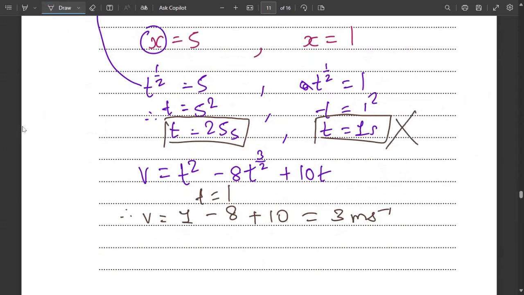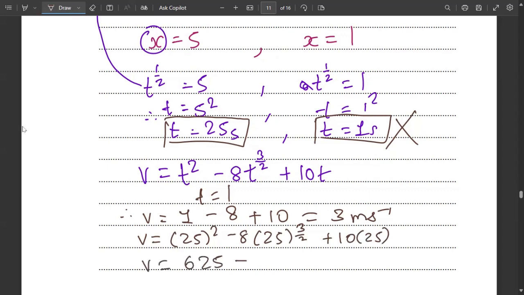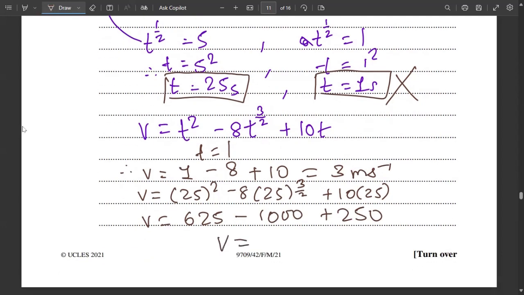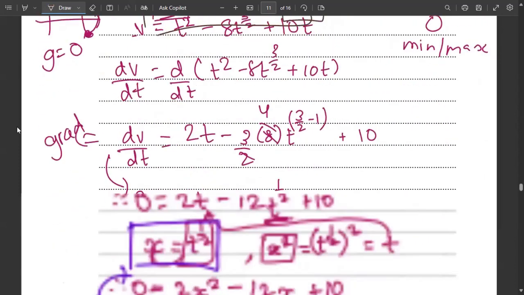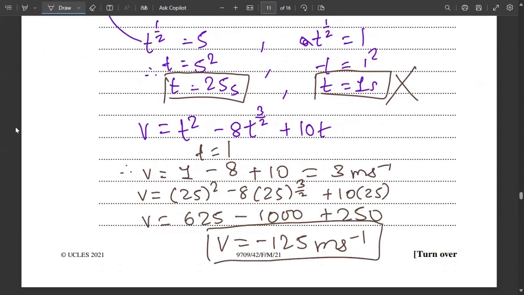Let's go to 25. V equals 25 squared minus 8 times 25 raised to 3 by 2 plus 10 times 25. If I put this in the calculator, we get 625 minus 8 times 25 raised to 3 by 2, which will give me 1000, plus 250. Now 625 minus 1000 plus 250. Yes, I got the answer. The velocity is minus 125 meter per second. So hence I showed that the minimum velocity is this much. My answer is proven.